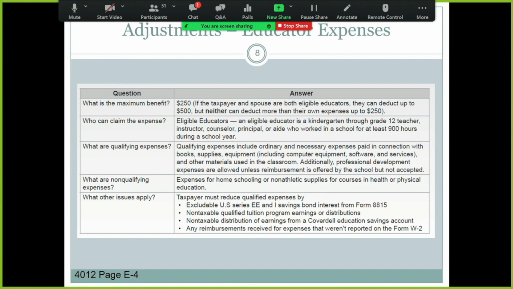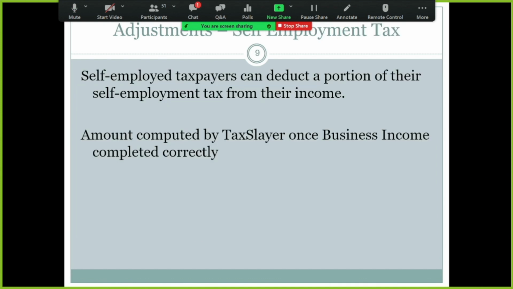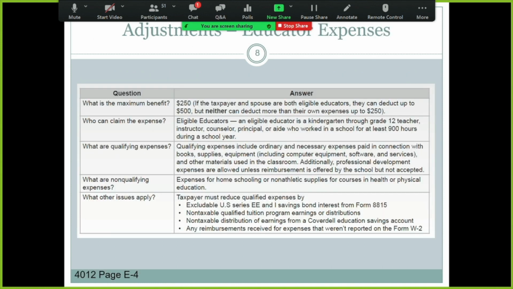What other issues apply? Taxpayers must reduce qualified expenses by any of those listed there. In addition, expenses related to COVID, disinfectant, all of those can now be included in that educator expense.